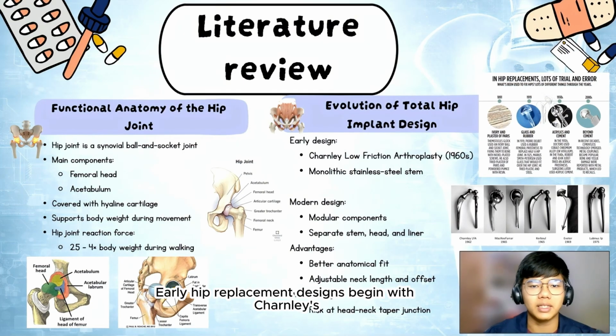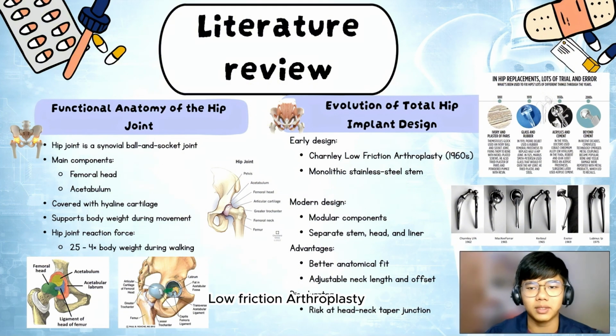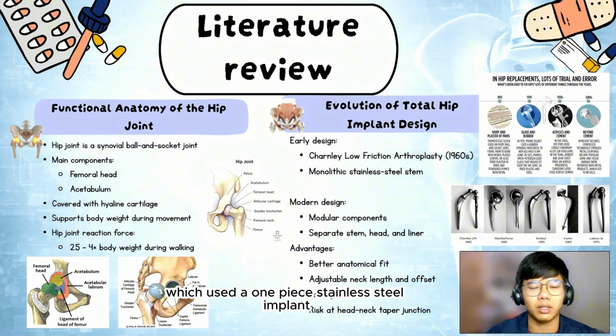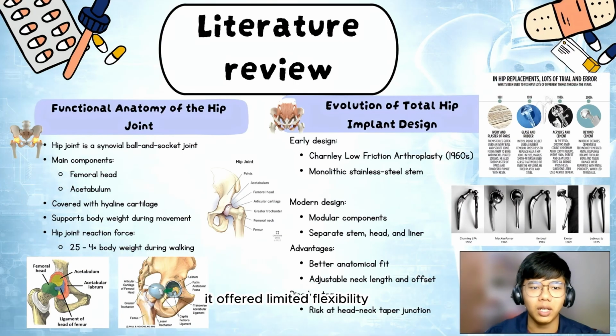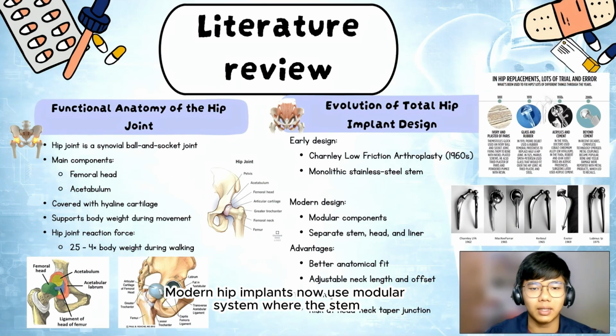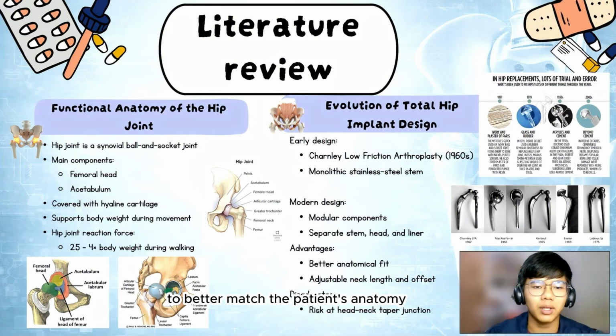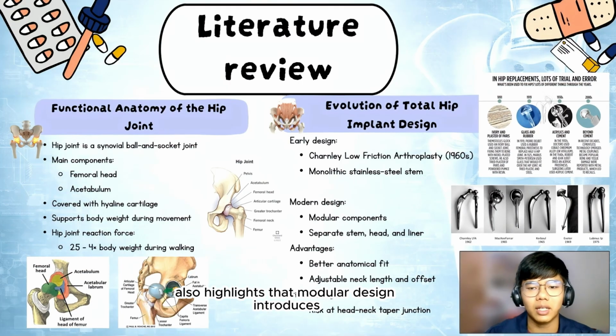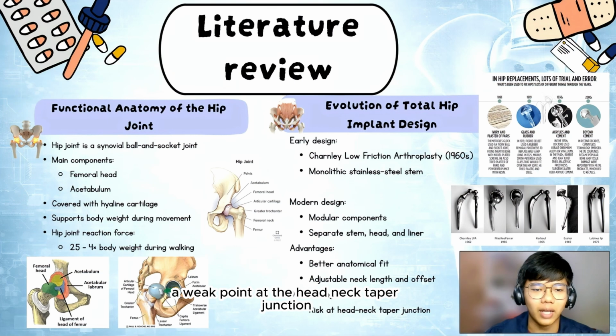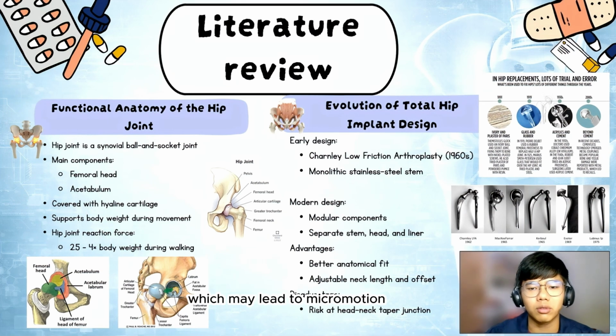Early hip replacement designs began with Charnley's low-friction arthroplasty, which used a one-piece stainless steel implant. While this design was successful at the time, it offered limited flexibility for different patients. Modern hip implants now use a modular system, where the stem, femoral head, and liner are separate components. This modularity allows surgeons to customize the implant during surgery to better match the patient's anatomy. However, literature also highlights that modular design introduces a weak point at the head-neck taper junction, which may lead to micro motion and long-term implant failure.